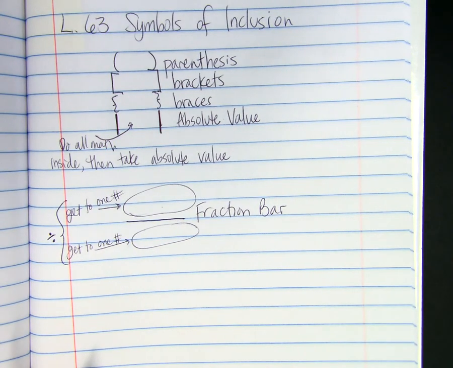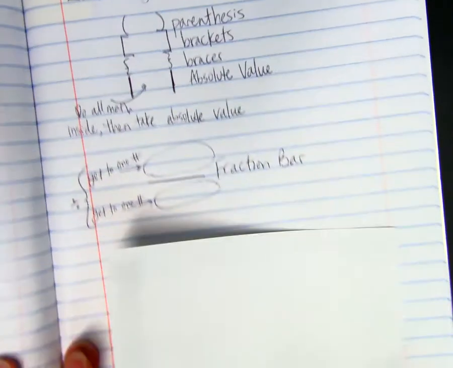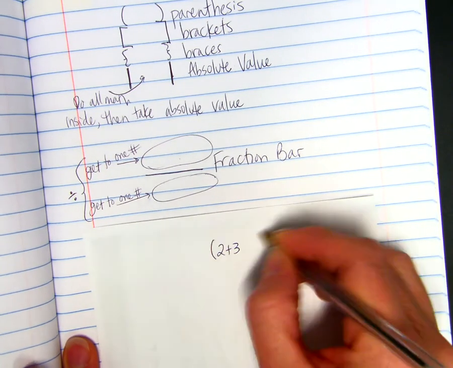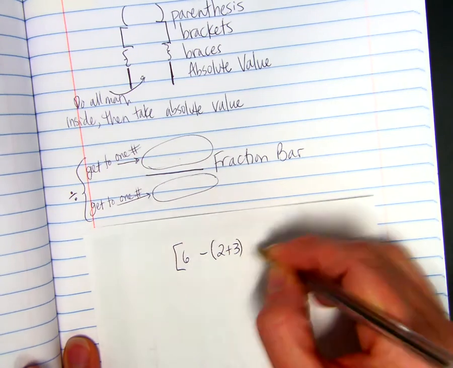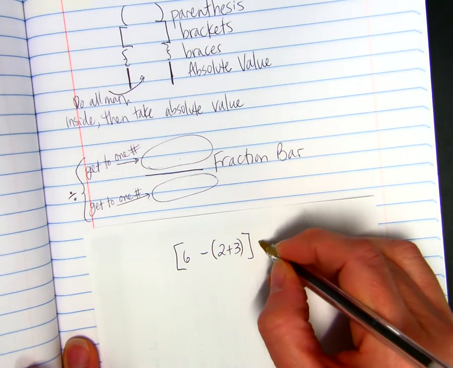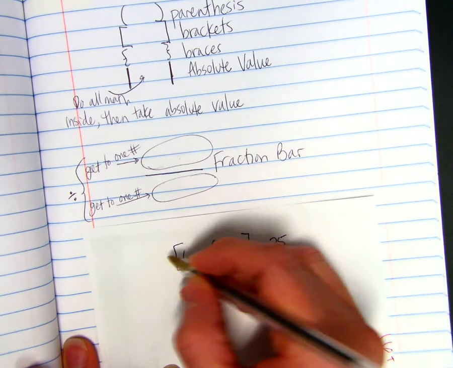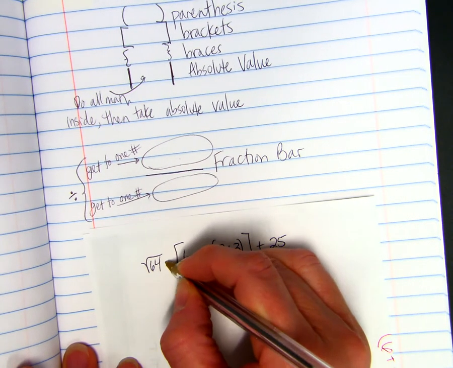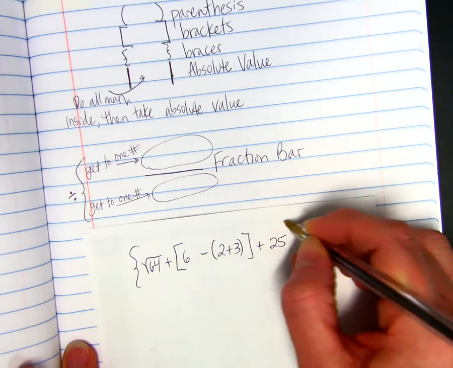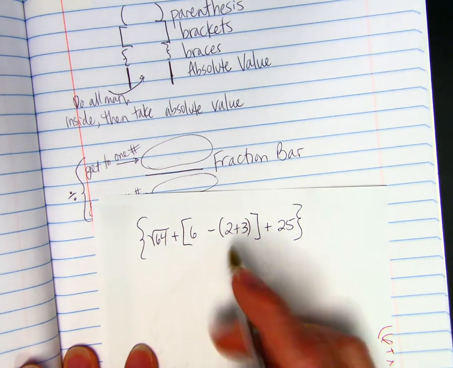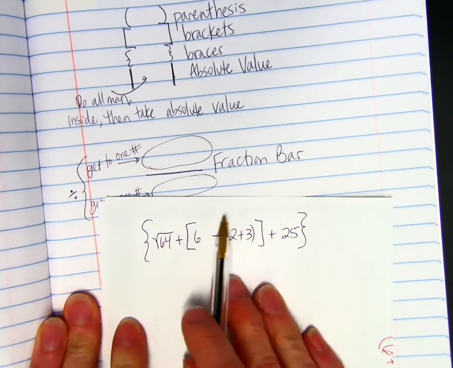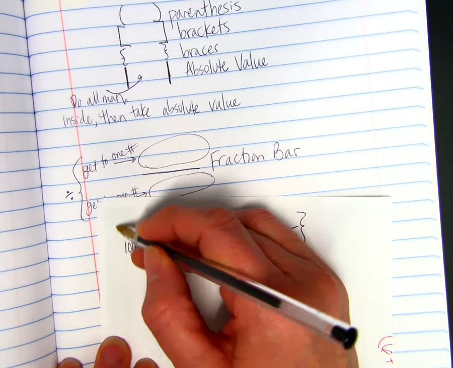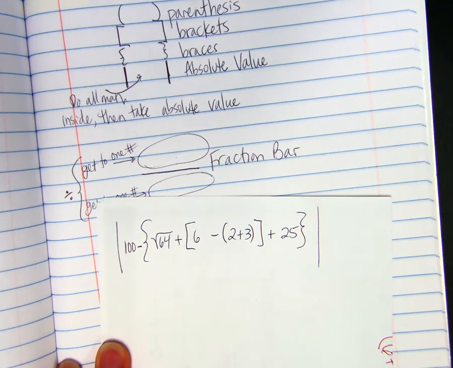So we've had problems that look like this. I'm just going to make up one real quick. You don't have to write it in your notes, okay? So you could have like 2 plus 3, and then you have 6 minus, and then here you have plus 25 and square root of 64 plus that or something, and that's braces, okay? And then you do the whole thing. Yeah, and then you have to do like maybe 100 minus, and then take the absolute value. Whoa.